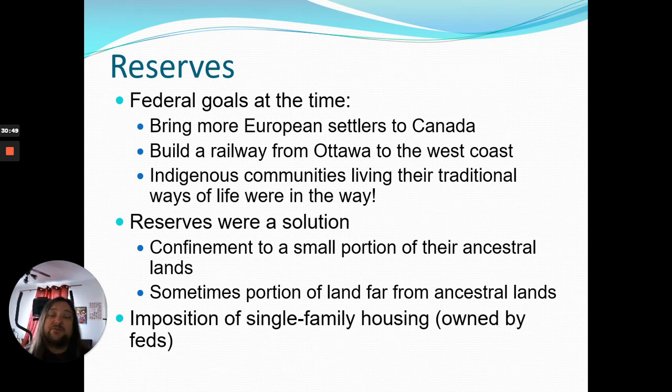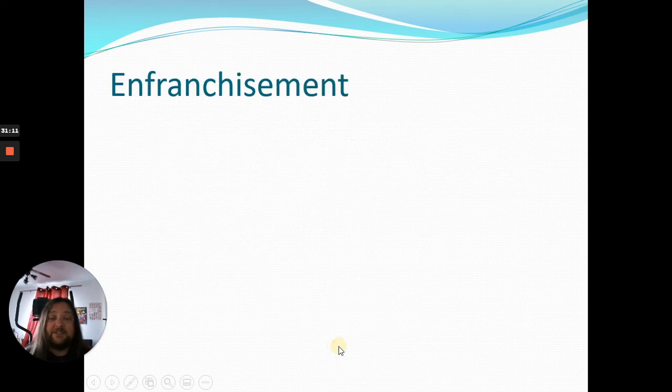Along with reserves, there was an imposition of single-family housing, which was a European model, and First Nations people didn't centralize nuclear families in the way that Europeans did at the time. And these houses were owned by the federal government. So again, all these things add up to disruption in traditional ways of living and mess with value systems as well.